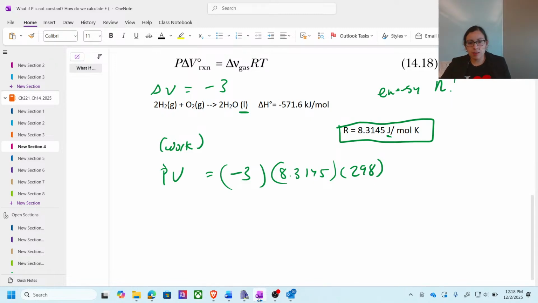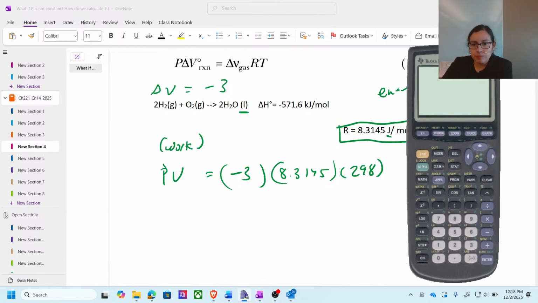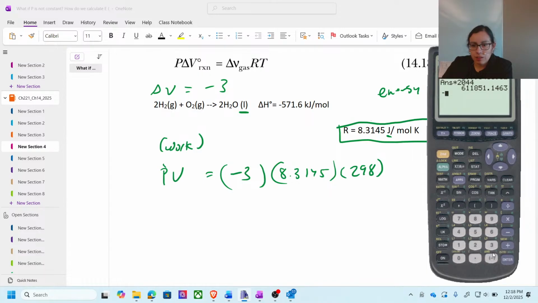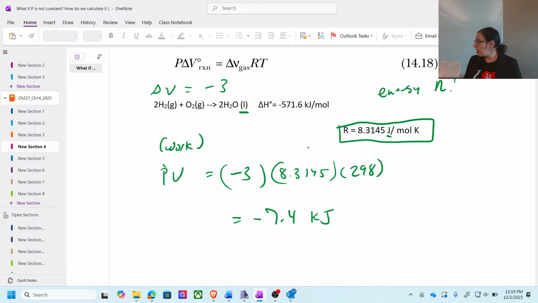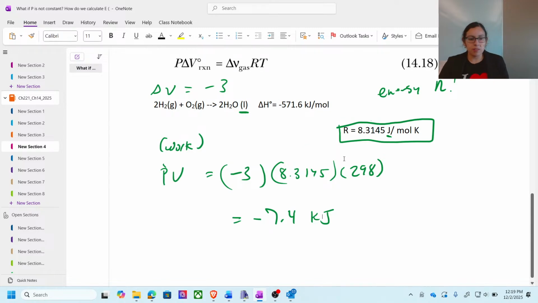And so now let's look at this. So -3 times 8.3145 times 298. And so then that gives us -7,000 joules, which is only -7.4 kilojoules, right? And so now we can kind of see why we generally don't care about it and we don't generally address it.